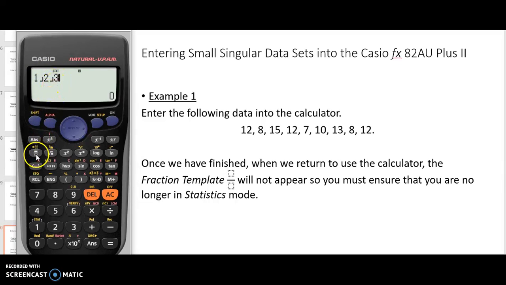Alright, that fraction template that looks like that on your calculator screen will not work while you're in statistics mode. So we need to make sure that we get out of statistics mode by pressing mode, and we want just our normal calculations there. So press 1, it's gone, and my fraction template will now work. Okay, so that's how we enter small sets of data. So I hope you find that useful, and you can come back and refer to this at any stage.